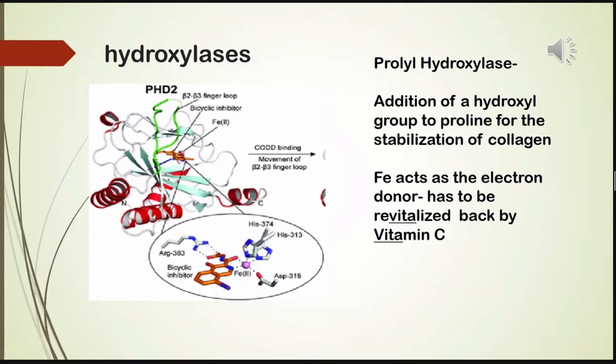One of the enzymes that would contain iron would be your hydroxylases. An example of your hydroxylase is your prolyl hydroxylase. If you remember your discussion on formation of collagen, your prolyl hydroxylase adds a hydroxyl group to your proline for stabilization of your collagen. Iron acts as the electron donor, and it has to be revitalized back to its ferrous form through vitamin C. That's why vitamin C is important for prevention of your scurvy.